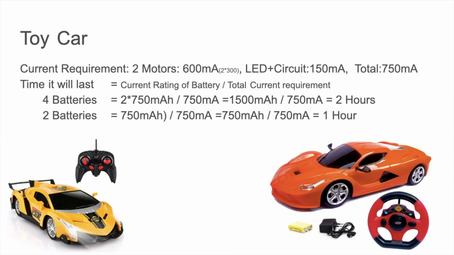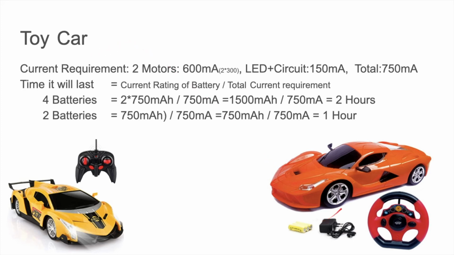So in a toy car, there are loads of electronic components. What all components are there? Motors will be there, LEDs will be there. In some of the toy cars, a buzzer will be there in order to make some sound. And apart from that, some circuits also will be present. So for all these things together, we need to calculate the current requirement first.